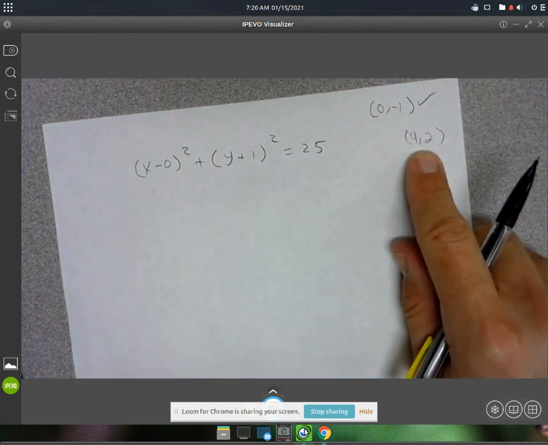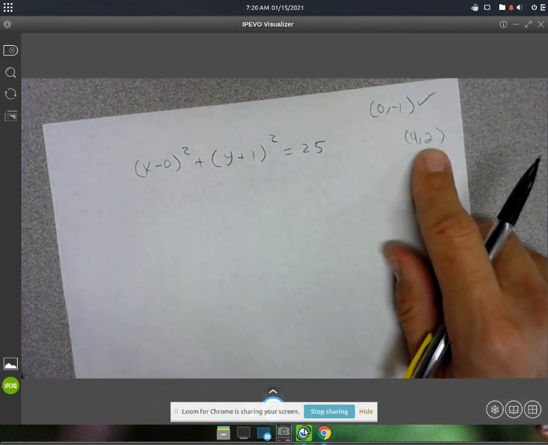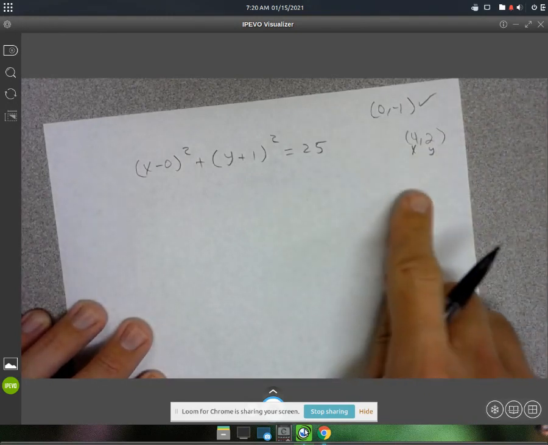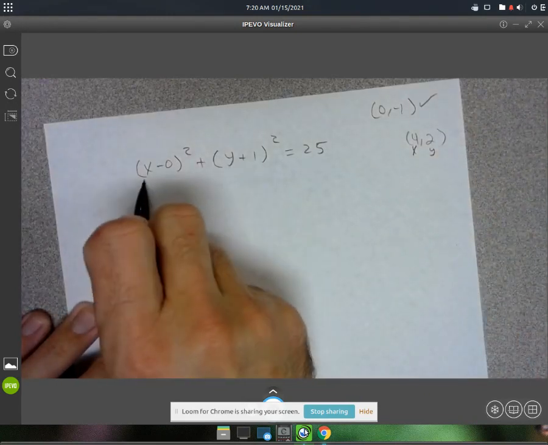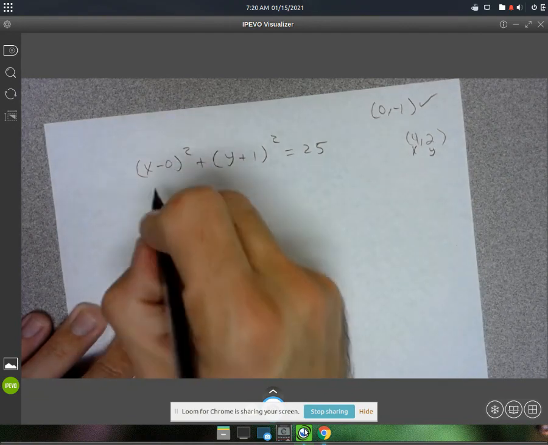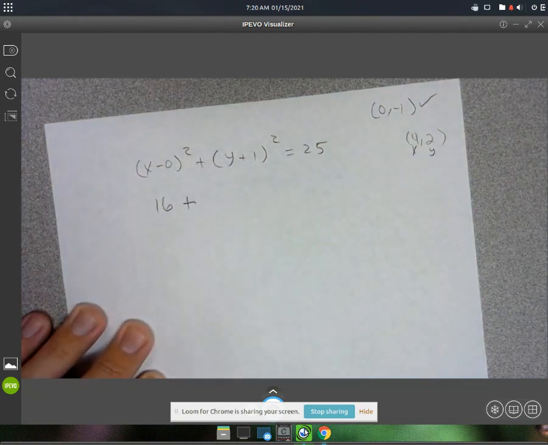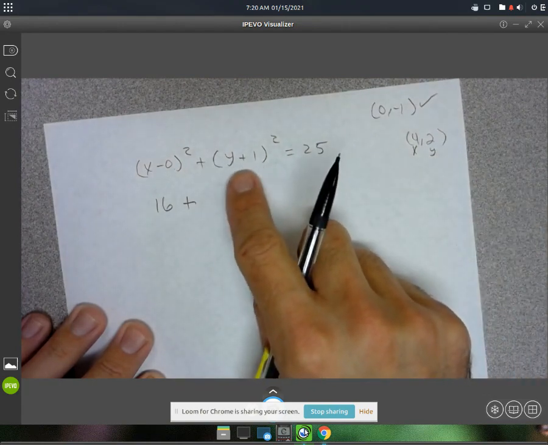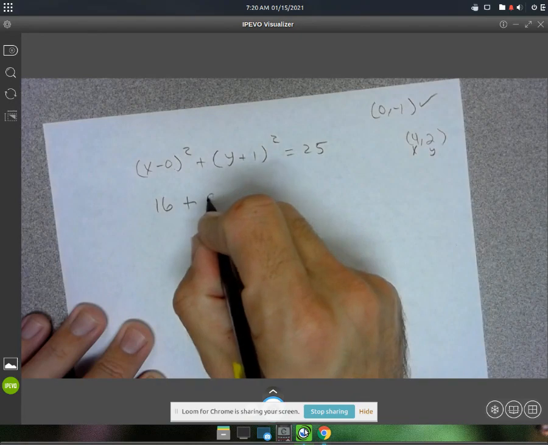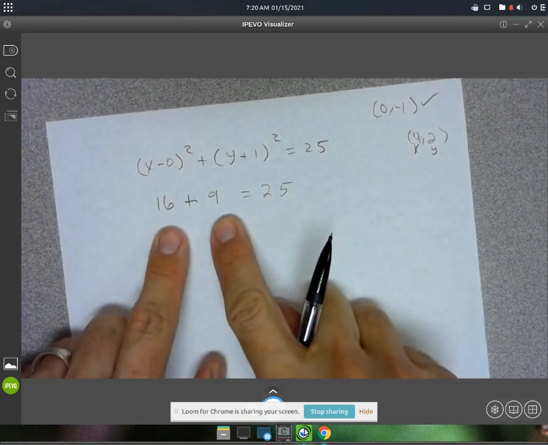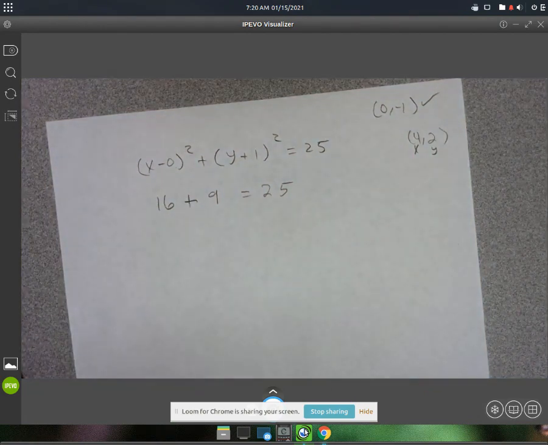Now, to check if it passes through (4, 2), you could graph it on GeoGebra and see if it actually does. What I'm going to do, since that stands for x and that's y, is just plug those in. So you get 4 minus 0 squared, so 4 squared is 16. And then y is equal to 2. You get 2 plus 1 is 3, but then you have to square it. That's 9. And hopefully that is equal to 25. And it is. Woo! All right, Jade.